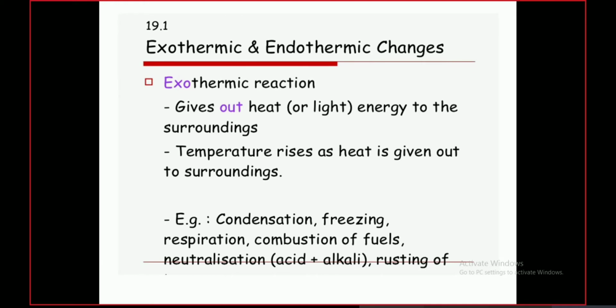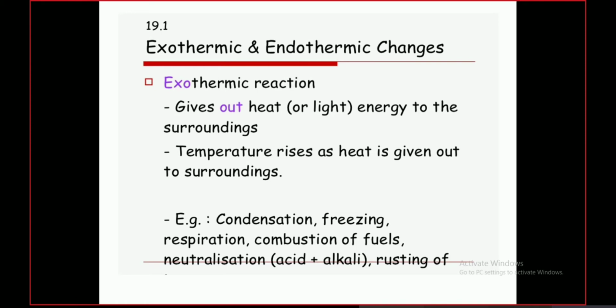Neutralization is a process we discussed when we were studying acids and alkalis. In the neutralization, acid and alkalis react together to form salt and water. So that is an example of exothermic reaction. When the acid reacts with the alkalis, heat is given out and you can feel with your hand the container will become hot. So neutralization is an exothermic reaction. Rusting is again an exothermic reaction because during the rusting process, the oxygen of the air will oxidize the metal and will produce the metal oxide and heat is given out. So that is another example of exothermic reaction.